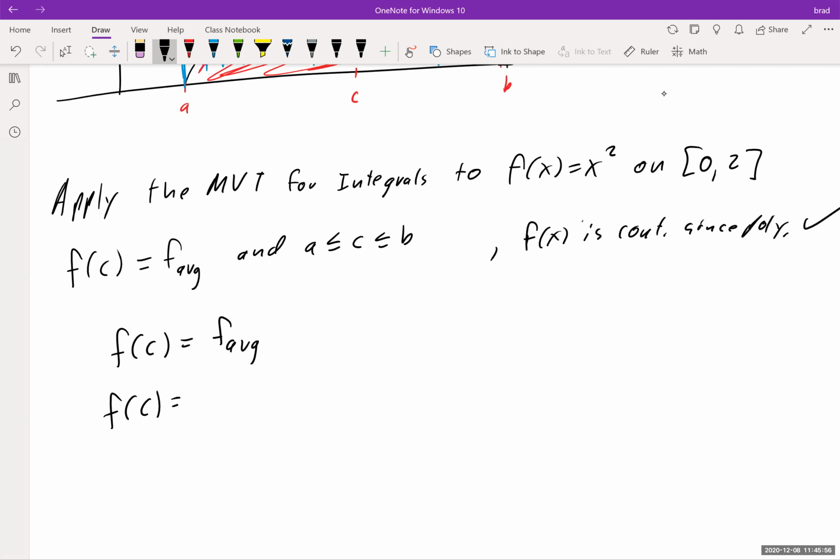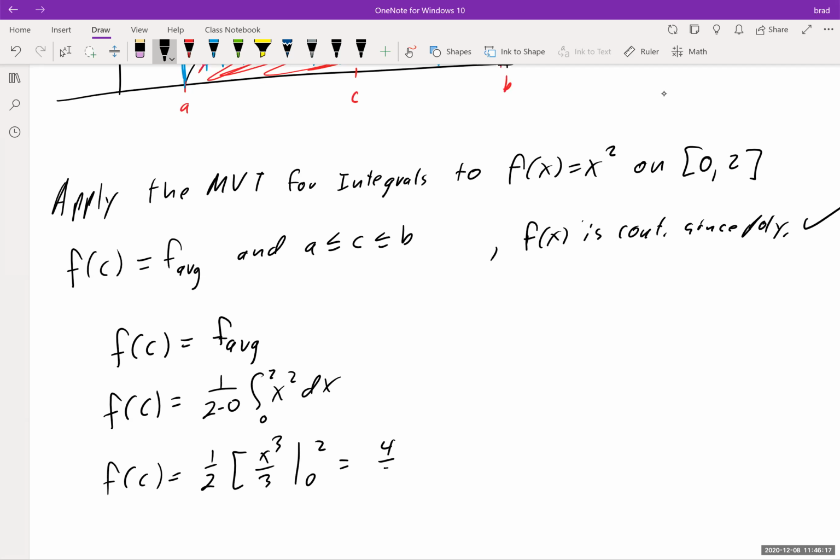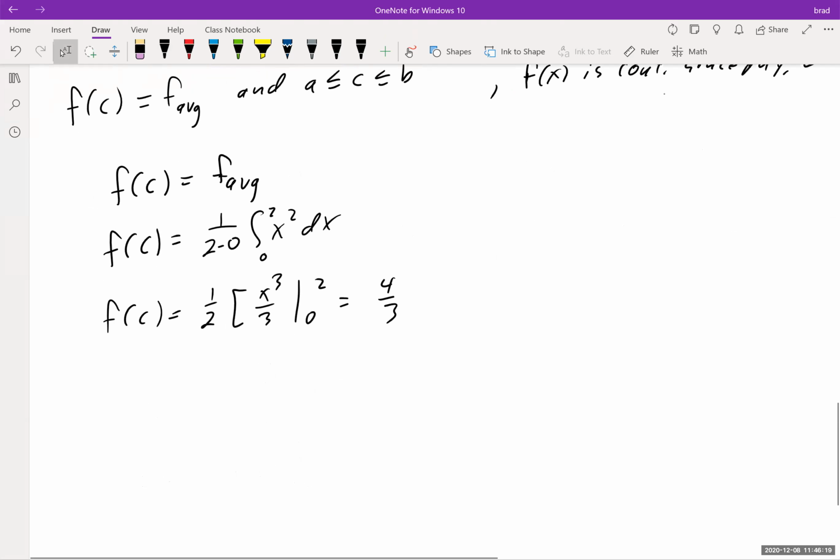And then we're going to say, well, f of c equals f average. So that means f of c equals 1 over 2 minus 0 times the integral of x squared from 0 to 2 dx. Now we've already done this, right? So then f of c is equal to 1/2 times, and then we know that this is going to be x cubed over 3 from 0 to 2, and we know that this is worth 4/3. We already know that. So we know that f of c is worth 4/3. But now what would f of c be? Well, f of c would just be c squared, right? Because it's x squared, so we just plug c in and we get 4/3.